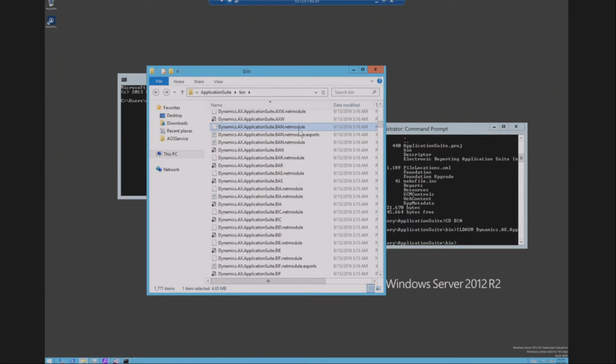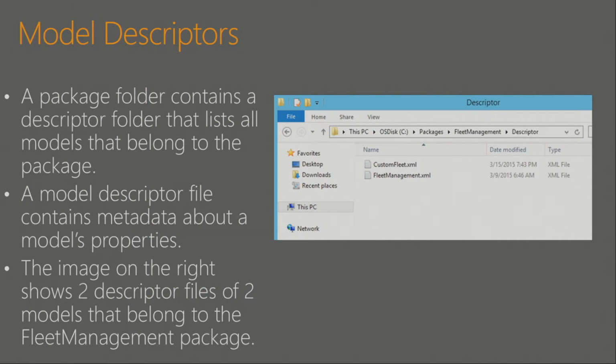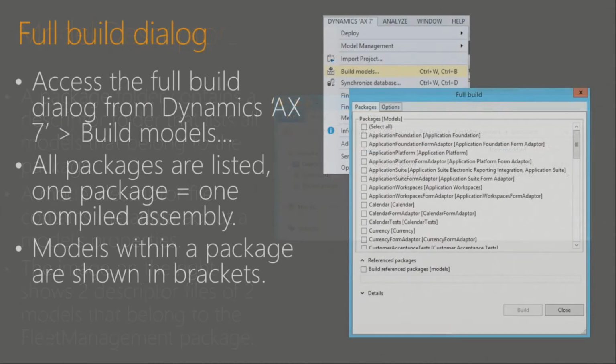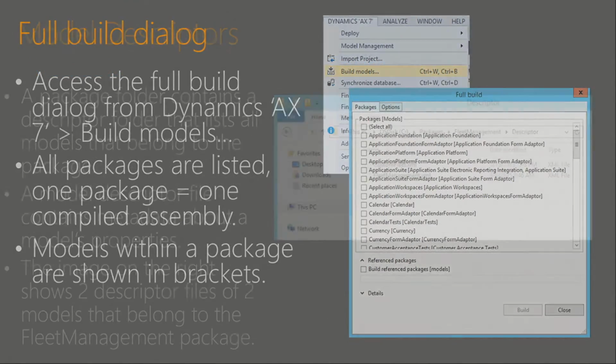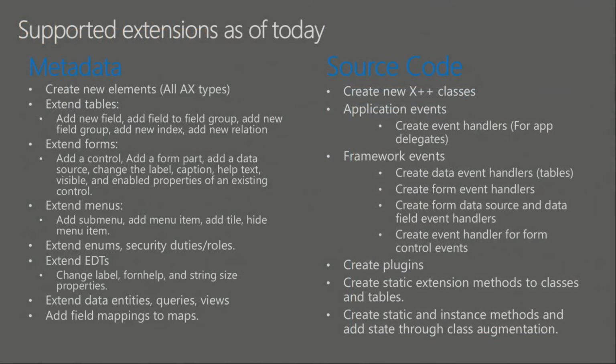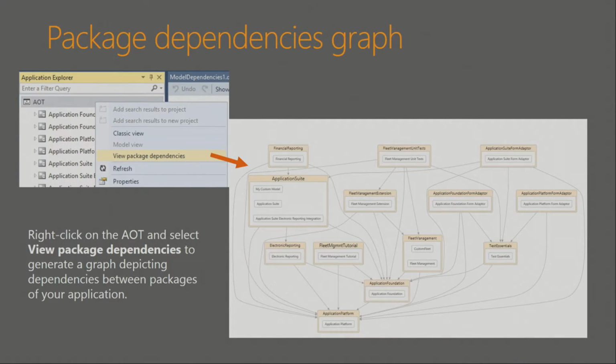Okay, model descriptors, never mind. There's a concept of a full build dialog where you can build things. You can say, I want to build this, this, this, and this package, and it'll go ahead and do the build for you. There's also this package dependencies graph. That's really nice.